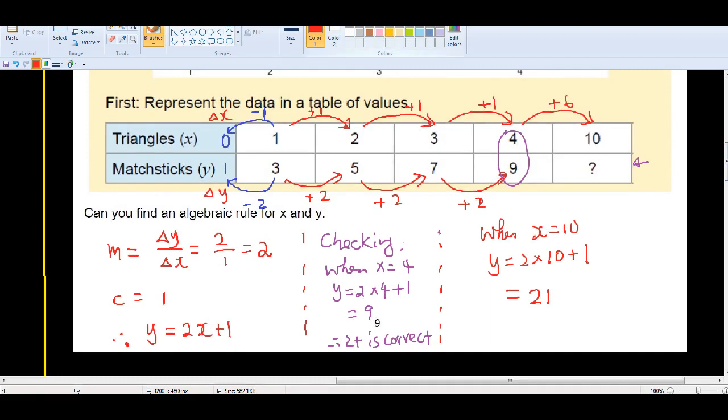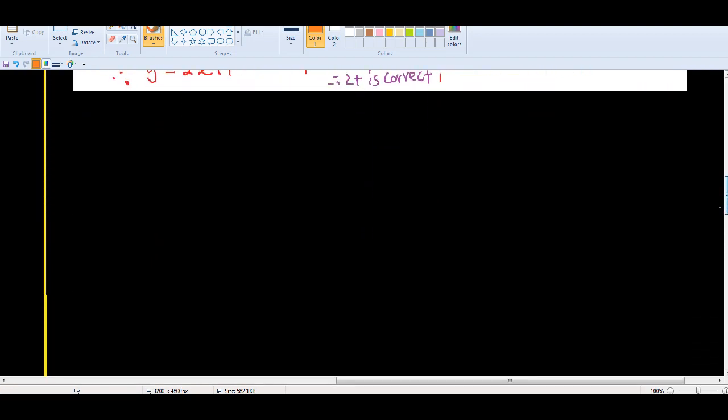Of course, there's another way to do it. Whenever you add 1 to x, you add 2 to y. When you add 6 to x, you need to add 2 times 6, that means 12. Then 9 plus 12 is actually 21. But since we've already got the algebraic rule, I think that would be easier for us to do it.